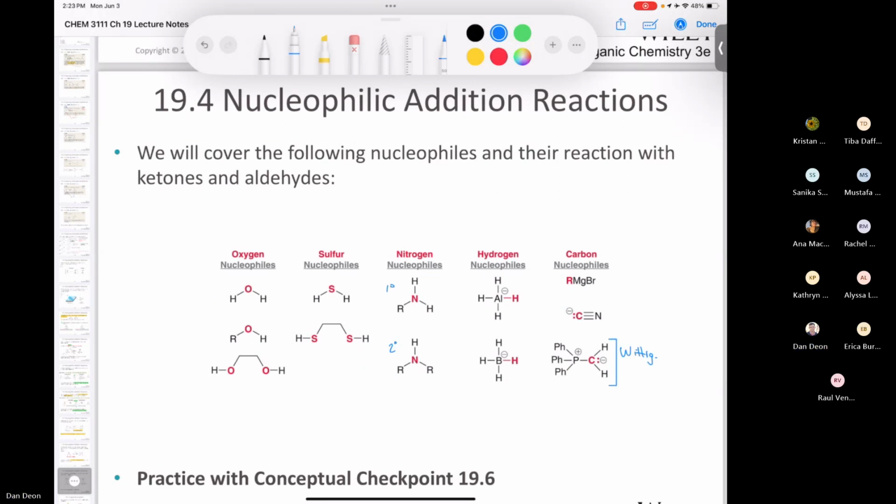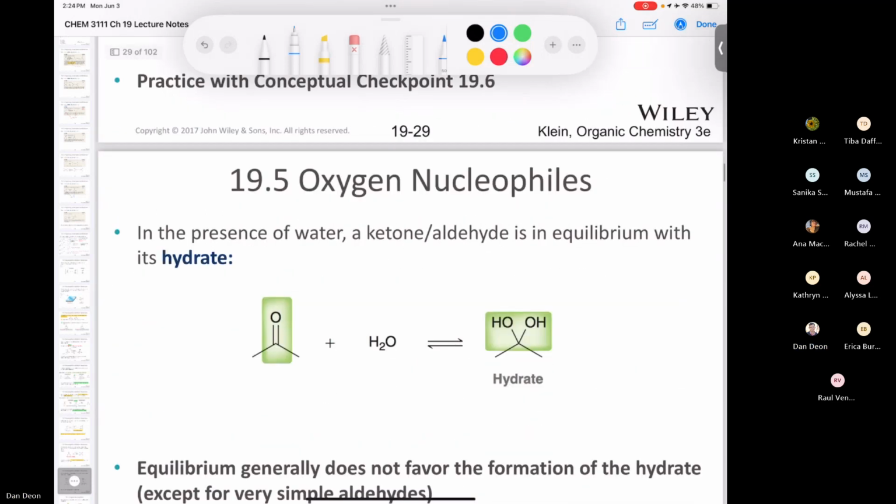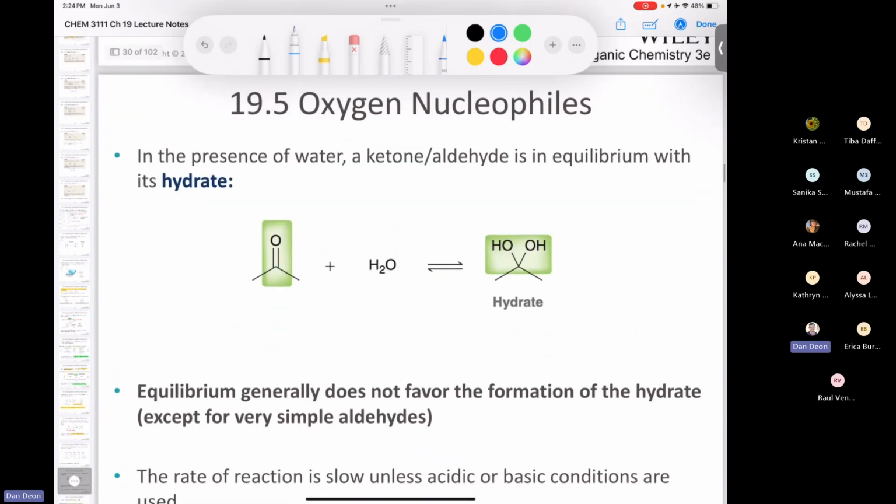All right. So now that we've got that, let's strap our skates on, and let's turn our attention to oxygen nucleophiles. And I don't want to go too far with it because there's quite a bit of content in it. Well, let's give it a shot. Let's see where it takes us. So, ready? Here we go.